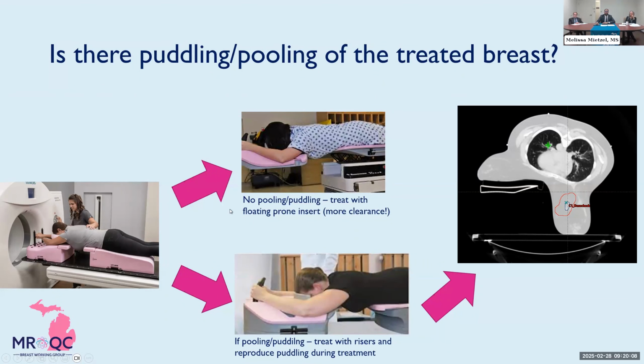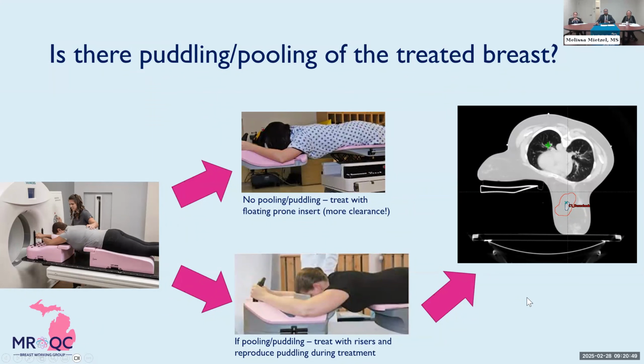If it does not puddle on the table, this is great. The patient can be treated on the floating prone insert, and that means that for treatment, you have a little bit more clearance and beam angle options. If the patient puddles on the table, then they will have to be treated exactly the same, using the same setup that was done at the sim with the risers. They can no longer be suspended on the prone breast insert. And this image on the right shows how a breast that puddles looks during treatment planning.